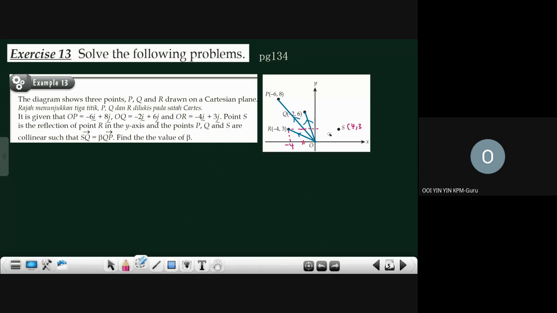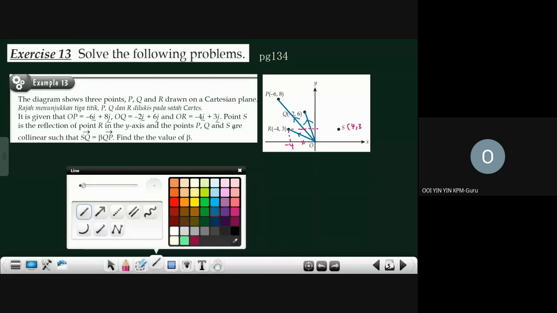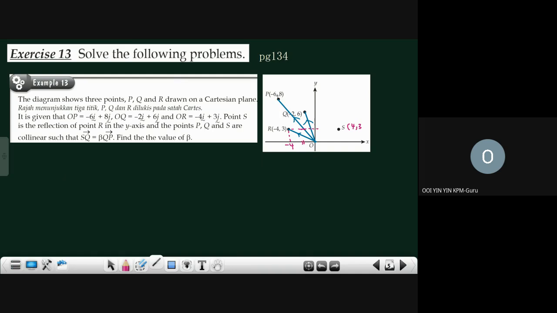Okay, so now they say that these P, Q, S are collinear, right? They already told you they are collinear. 它是 collinear，所以不用考虑什么。So what we do now is, this P can connect through Q and then also through your S, 就是这样子。Because they already told you it's collinear, right? And then one more thing that they say, SQ equals beta QB.